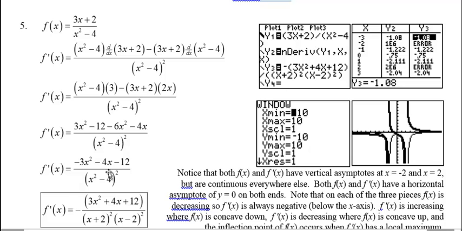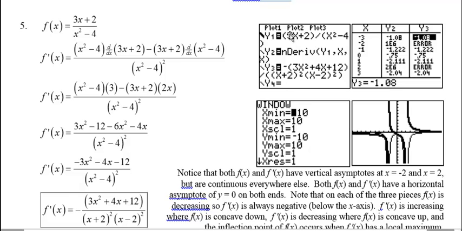So notice that the derivative and the original function for that matter were both undefined when x equals negative 2 or x equals positive 2. And over here on the graph, sure enough, we see vertical asymptotes at both of those places in both the original function and in its derivative.